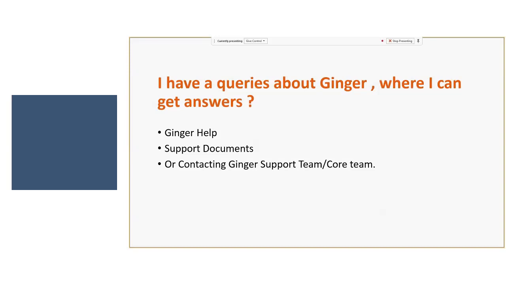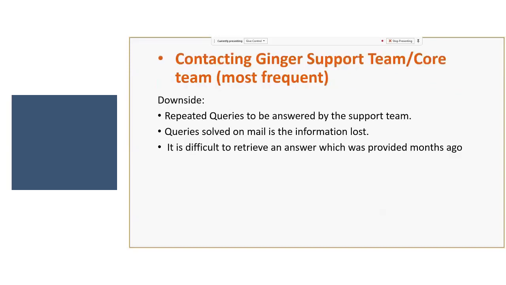or core team, because not every scenario is added in the support document, and it's being added, but there are some scenarios which are unique to you. But other people can find them all helpful. So contacting Ginger support or core team is the most common one. What are the downsides of it?